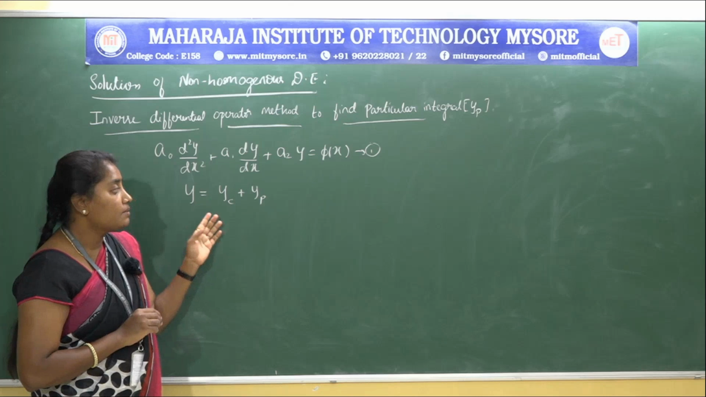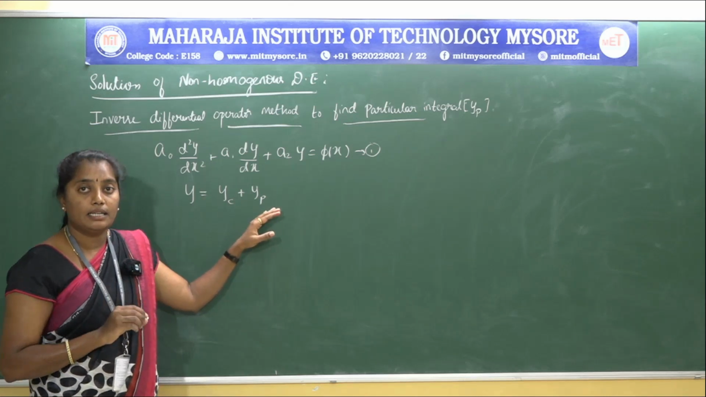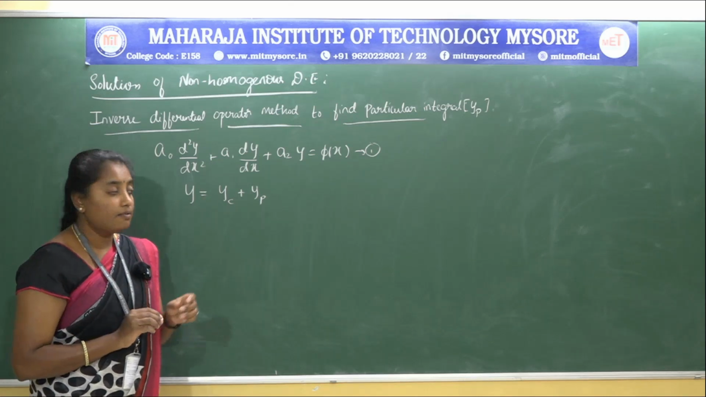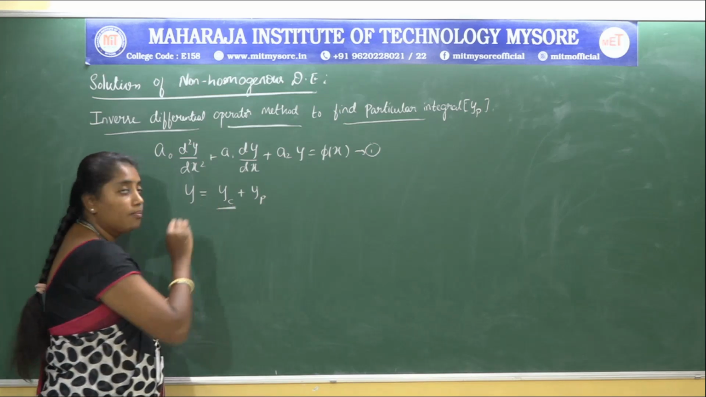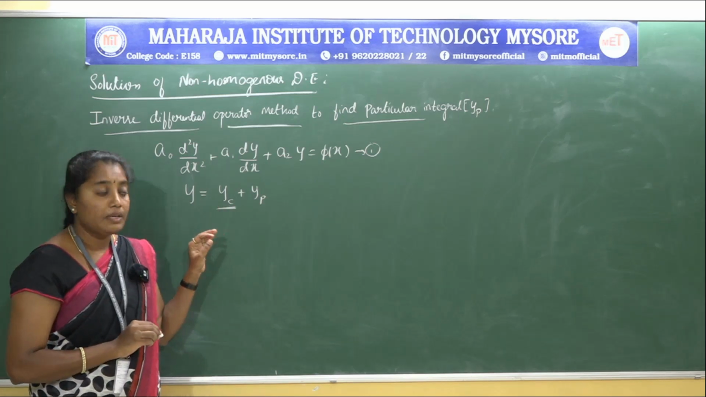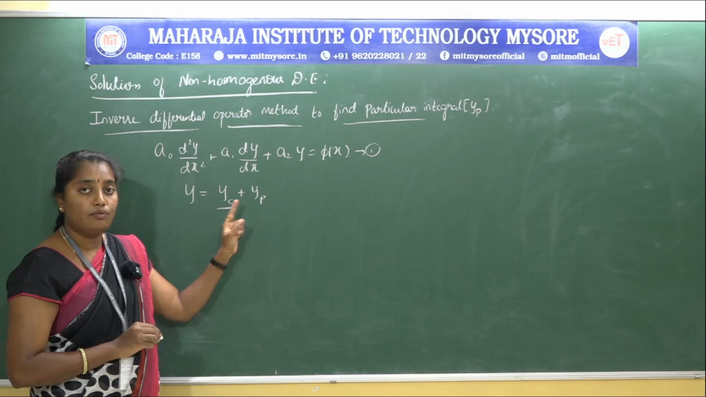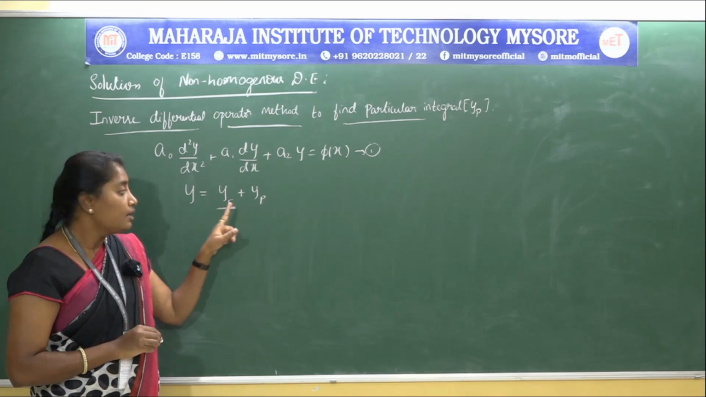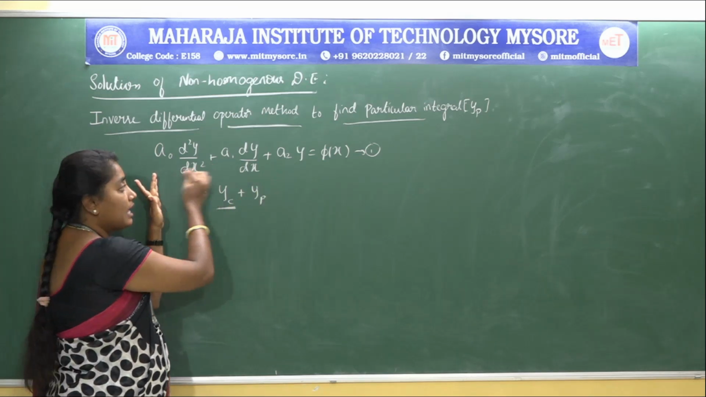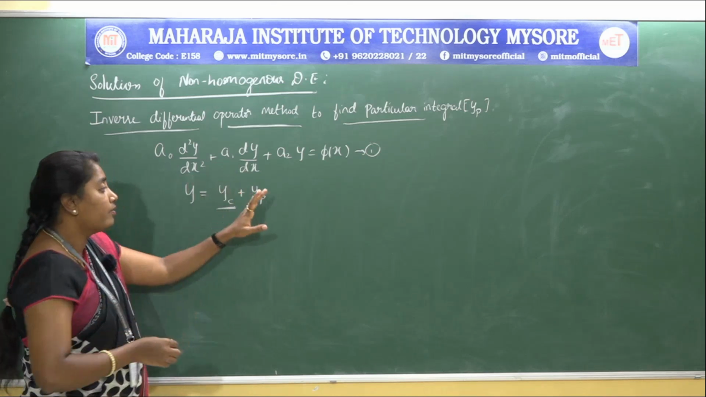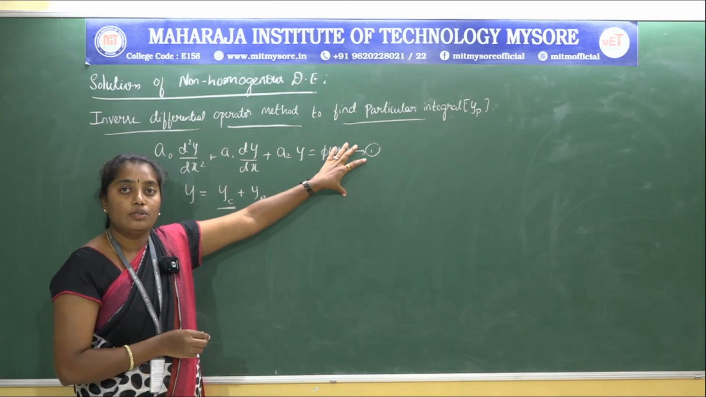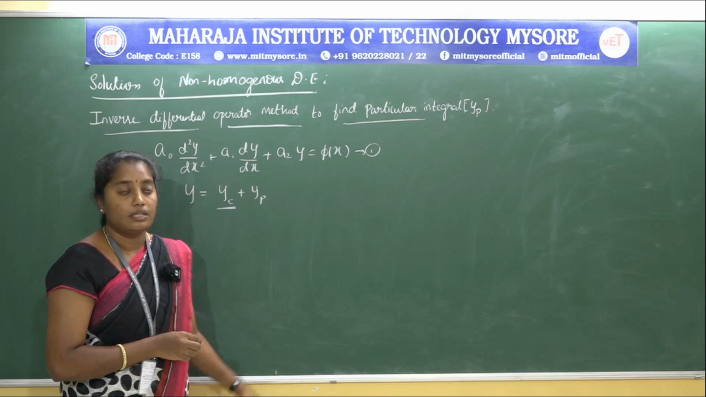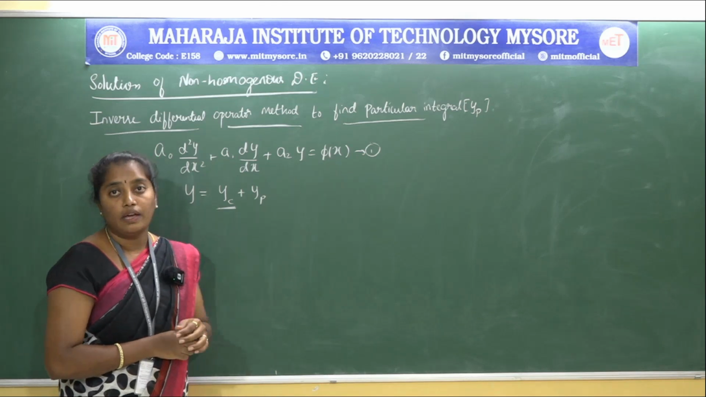So now I am going to explain how to find a particular integral. For a homogeneous differential equation, we have to find just the complementary function, just yc only. For a non-homogeneous equation, we have to find both yc and yp. To find yc, we have to consider the LHS part of the equation. To find the particular integral, we have to use the RHS part of the equation, that is the given function of x.